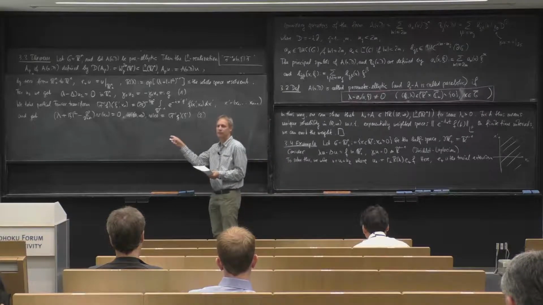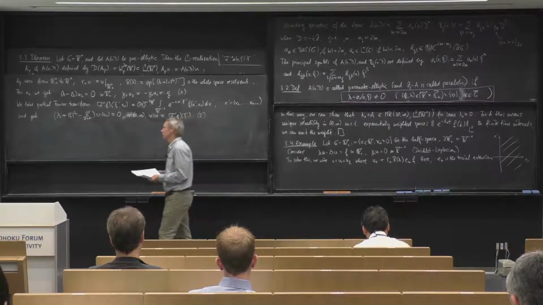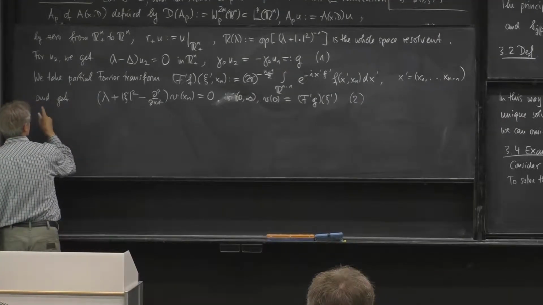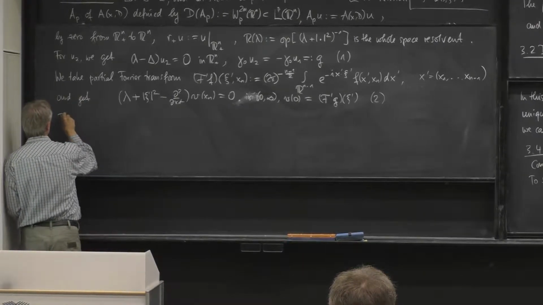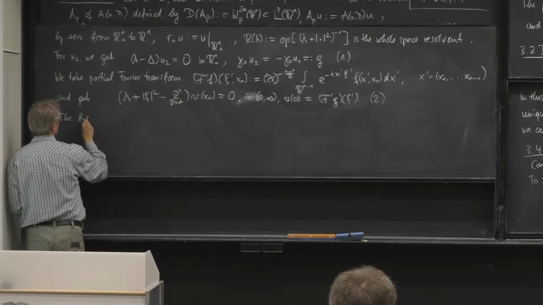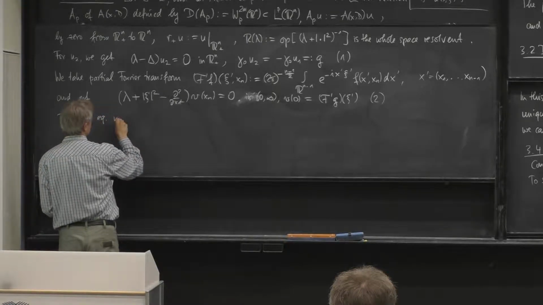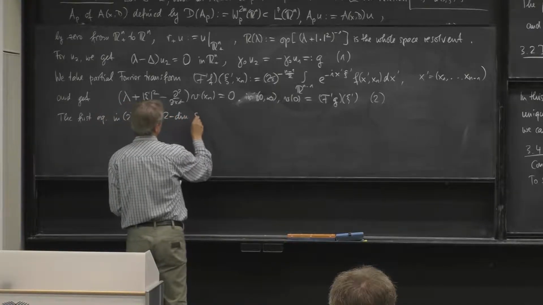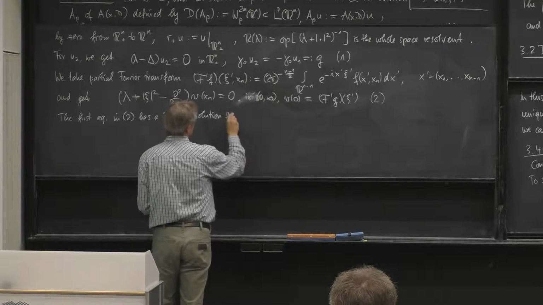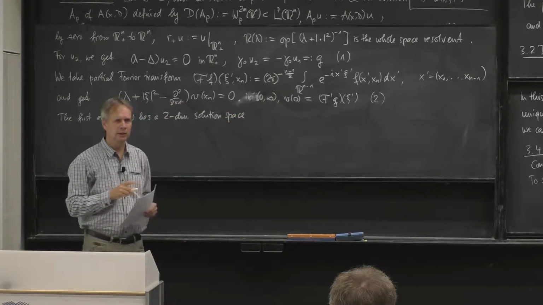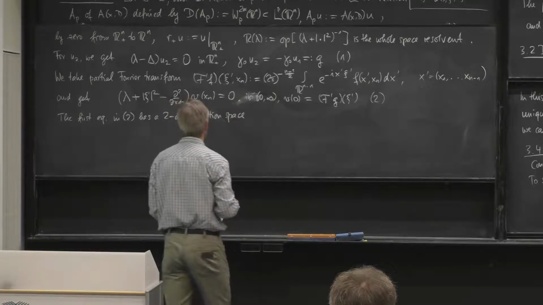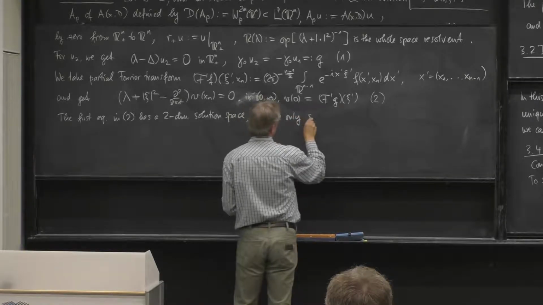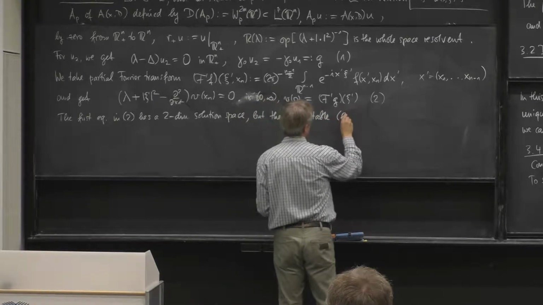So the only stable solution of this, let me write something down. This ODE, without the initial value, the first equation in 2, has a two-dimensional solution space, but only a one-dimensional stable solution space.